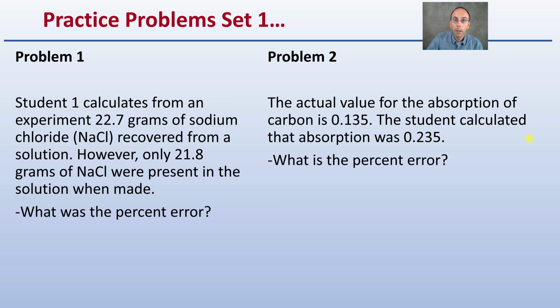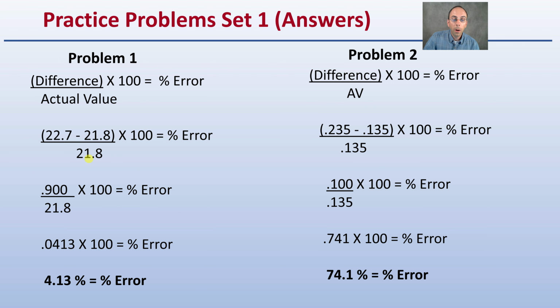All right, so looking here at the answers to these, how would we go about that? Well, the first one would be 4.13, and the second one is 74.1. You take your difference times 100 divided by the actual. So again, 22.7 minus the 21.8. Remember that the given, or the actual, was 21.8 grams. Subtract those two, divide it by the 21.8, multiply it by 100 to get your percent error.